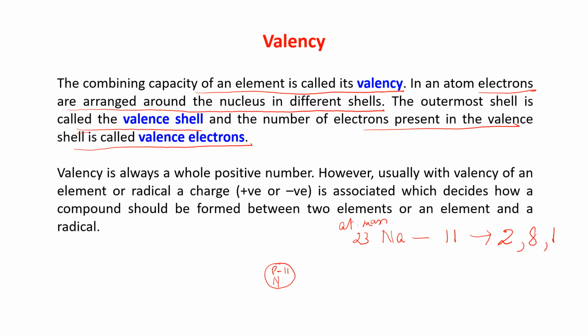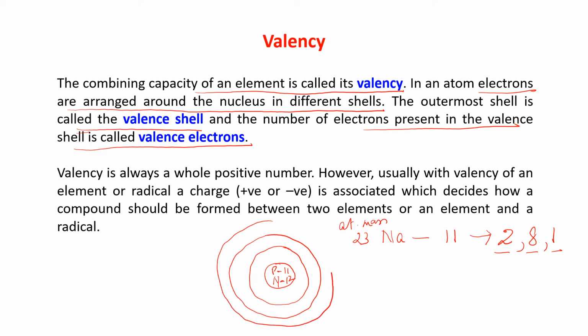So that means number of neutrons is 12. I've just subtracted atomic number from atomic mass. So I'm getting number of neutrons. Now I'm having 3 shells or orbits. So this is number 1. This is number 2 and this is number 3.